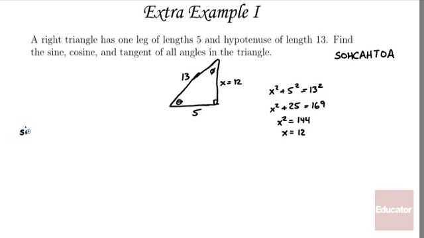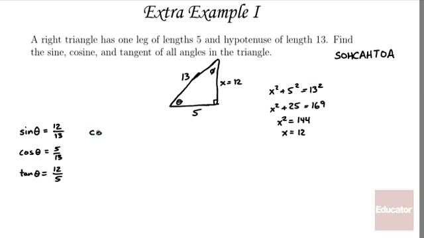Sine of theta, using SOHCAHTOA, is opposite over hypotenuse. So that's 12, the side opposite to theta, and the hypotenuse is 13. Cosine of theta is equal to the adjacent side, the side adjacent to theta is 5, over 13. And the tangent of theta is equal to the opposite over adjacent, so that's 12 over 5.